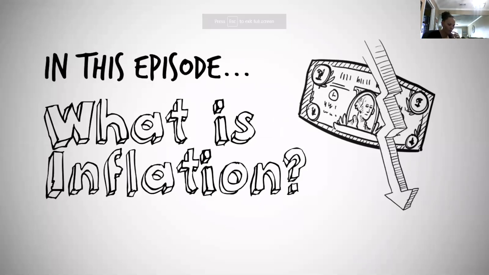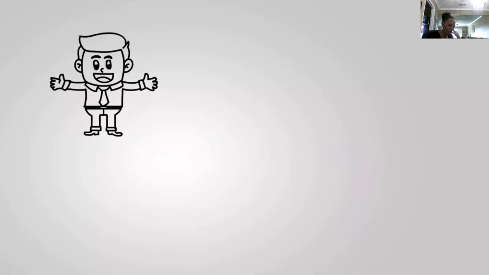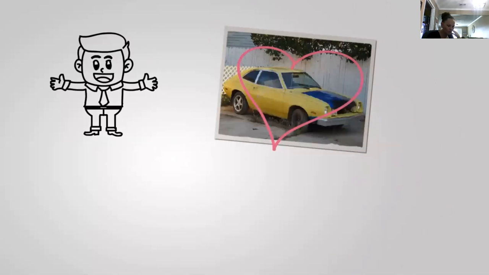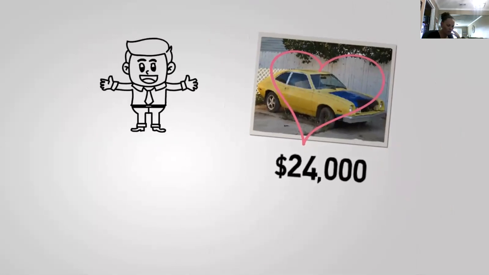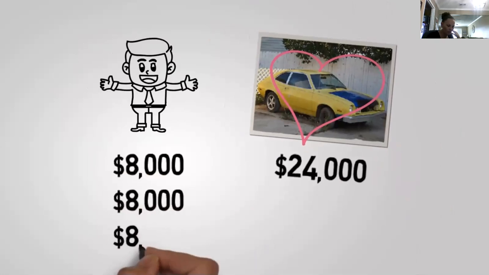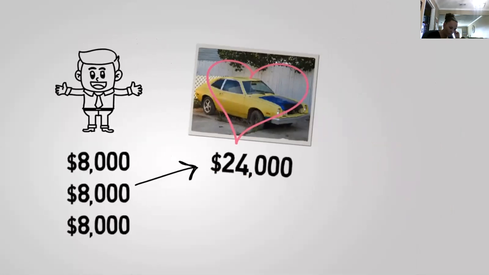This is Dave. Dave has his eyes on a beautiful 1978 Ford Pinto, barely used. It's a bargain for $24,000. In a world without inflation, Dave could simply save $8,000 a year for 3 years, and he would have exactly what he needs to buy his dream car.